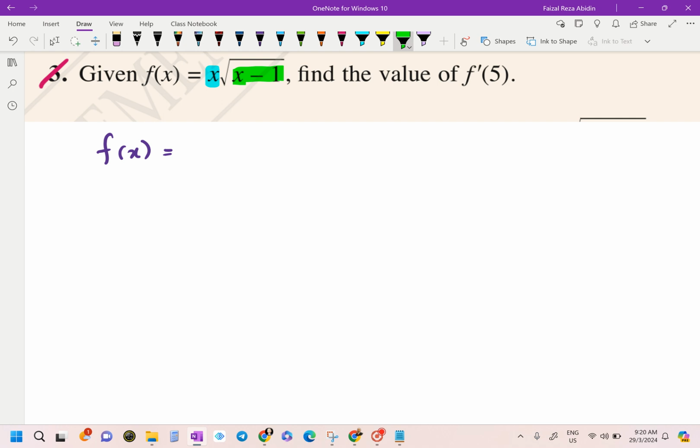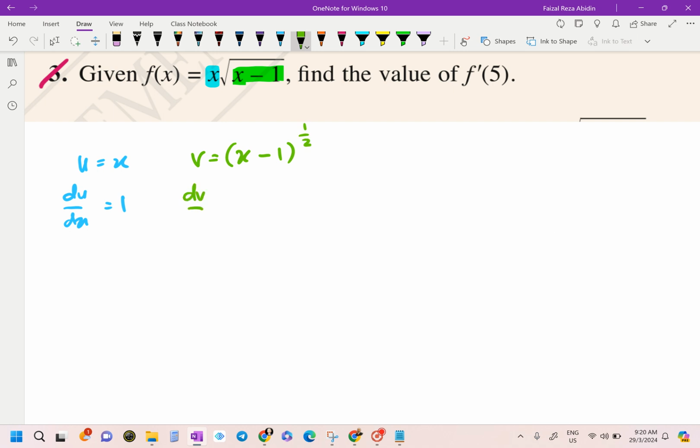Why? Because if you look over here, for the first differentiation, let us do this one. u here is going to be x, so du over dx, I'm going to get 1. And then v here is going to be the square root of x minus 1. I just write it over here as (x minus 1) to the power of 1 over 2.